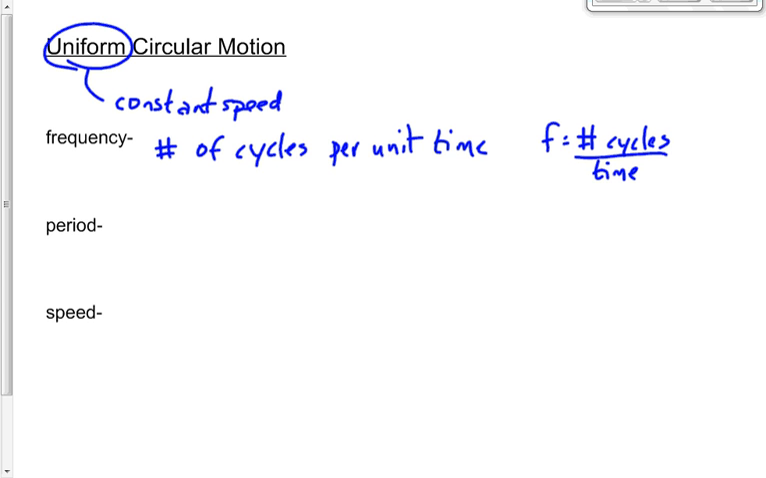Does anybody want to take a stab at what the units might be for this? Number of cycles per unit time? At least the typical units. We have Hat days per month, school days per week, Christmases per year. We can have a whole bunch of different units. But what do you think the typical units would be?